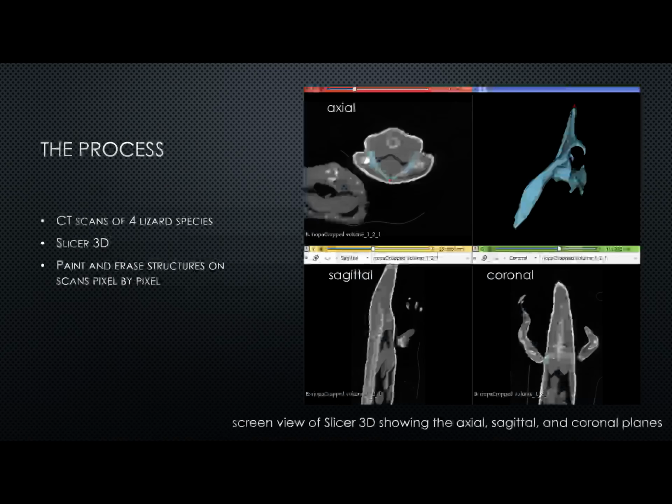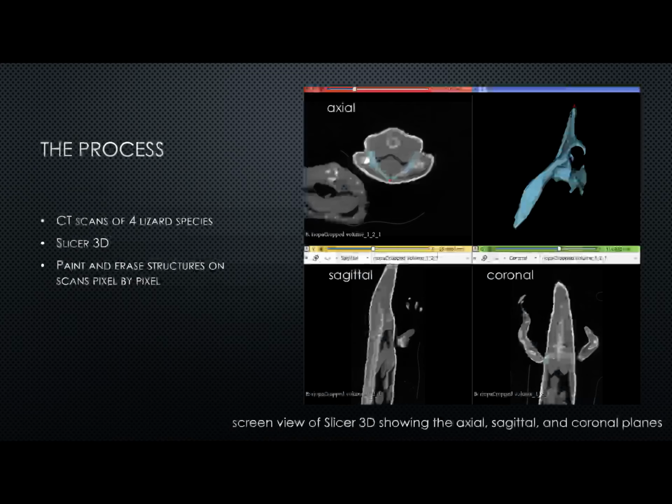I used a program called Slicer 3D to create 3D models from CAT scans. There are features that allow you to paint pixel by pixel and build the structure. This right here is a screenshot of a portion of what I see when I'm on the program. It shows you the axial, sagittal, and coronal views of the lizard. So using these 3 planes, I could figure out with a lot of trial and error which structures we wanted to be part of the 3D model of the pelvis.